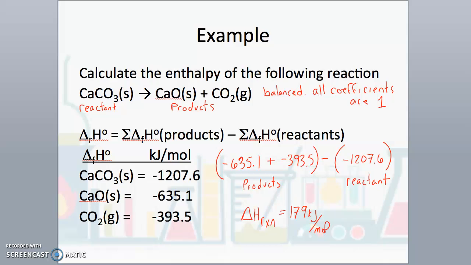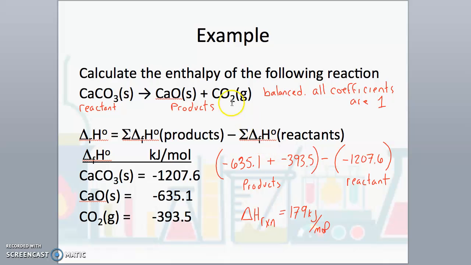I got an example here, and I just pulled out the values and just put them into the question. So these are my delta H formations for the species in this reaction. So this reaction, I can calculate the delta H by taking the products. So I've got CaO, that's a negative 635.1, plus the other product, CO2, at negative 393.5, minus just one reactant here, and I've got the value.